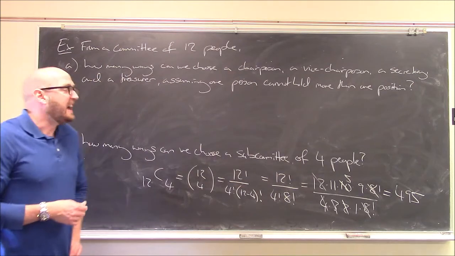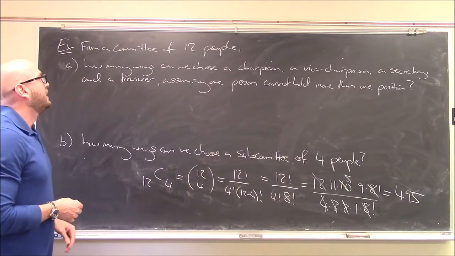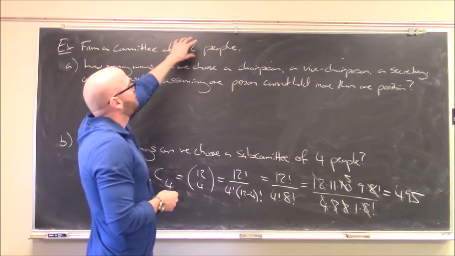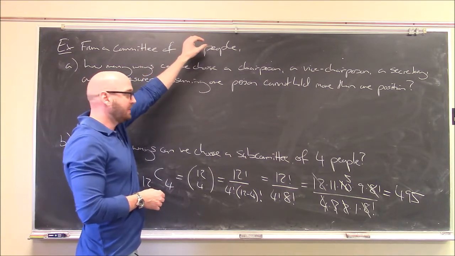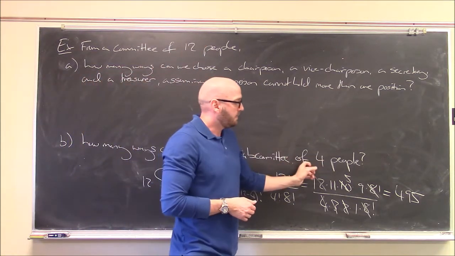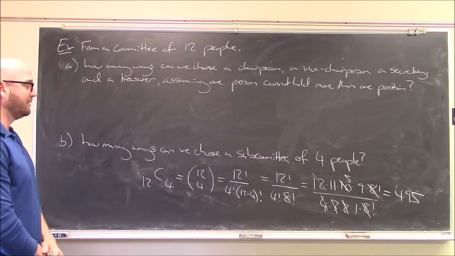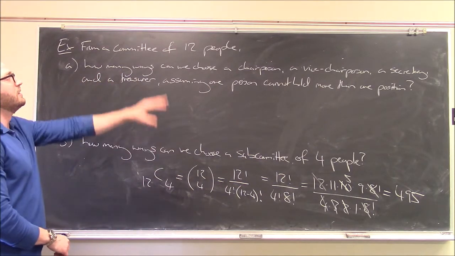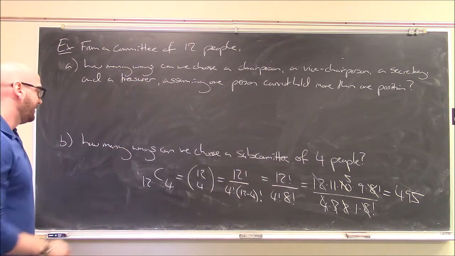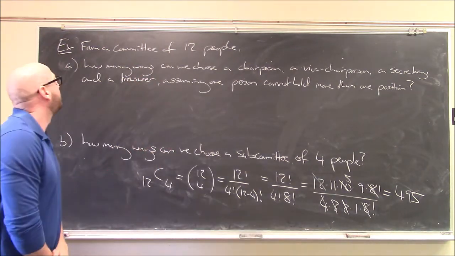By the way, if you think about this in terms of sets, what am I doing? I've got 12 objects in my set, the set of 12 people. This is asking how many different 4-element subsets there are. Right, this is what combinations are doing. It's how many different 4-element subsets there are of 12, which in this case is 495.